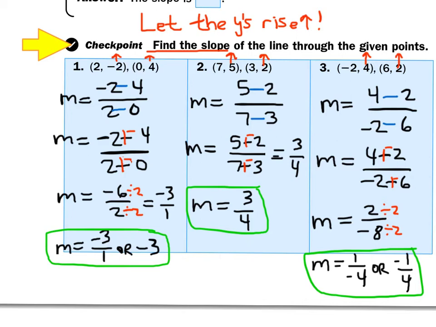And then we simplify, divide both the numerator and denominator by 2. So you would get m equals 1 over negative 4. Or you could also let the negative rise up to tell me it's negative 1 over 4. That would work too. The negative just has to be somewhere.